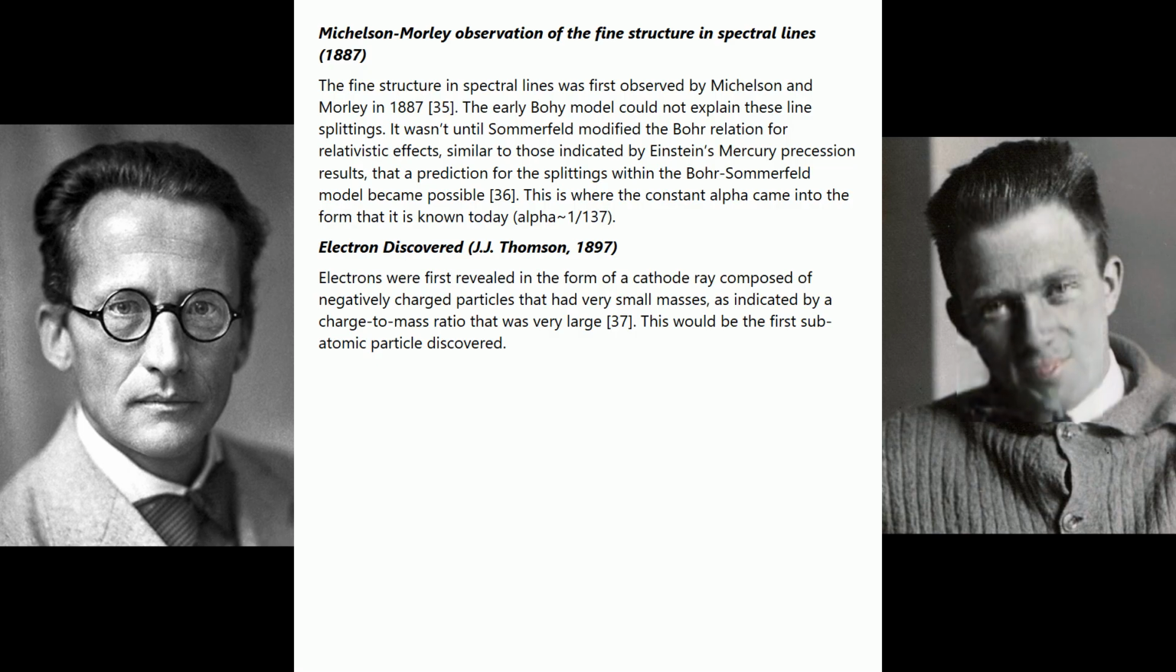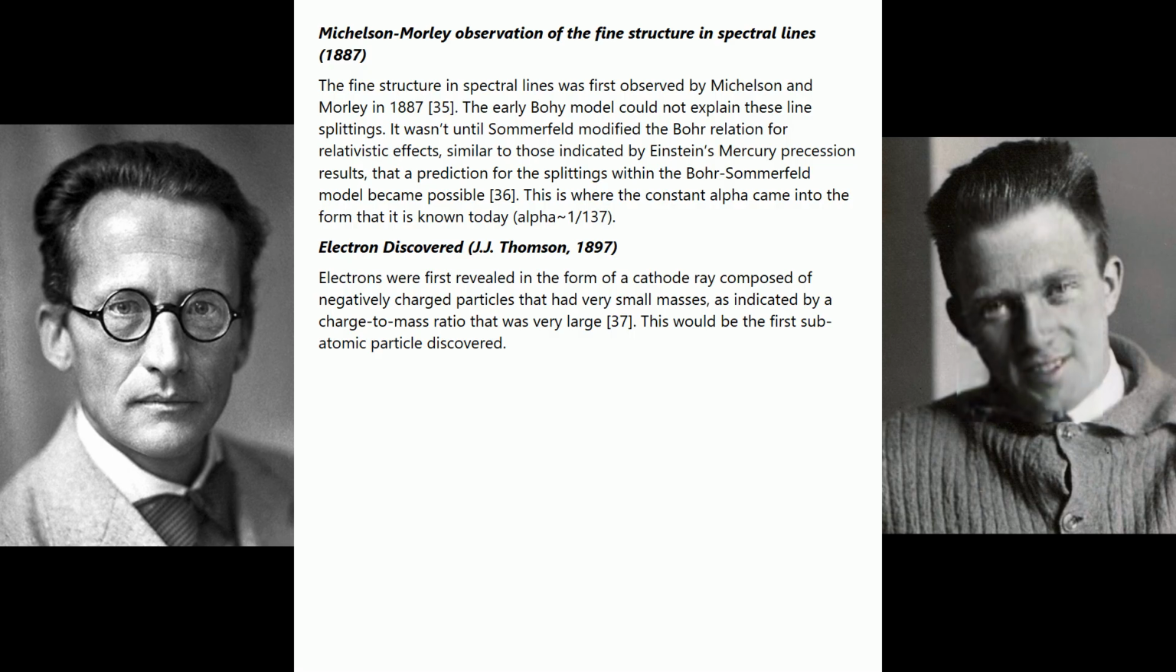It wasn't until Sommerfeld modified the Bohr relation for relativistic effects, similar to those indicated by Einstein's Mercury precession results, that a prediction for the splittings within the Bohr-Sommerfeld model became possible. This is where the constant alpha came into the form that it is known today, alpha ≈ 1/137.